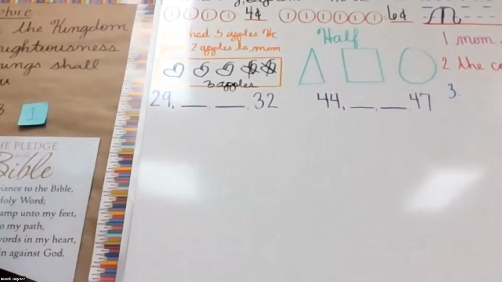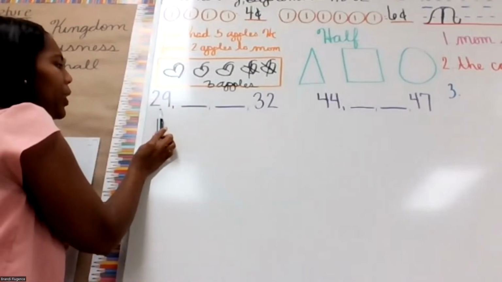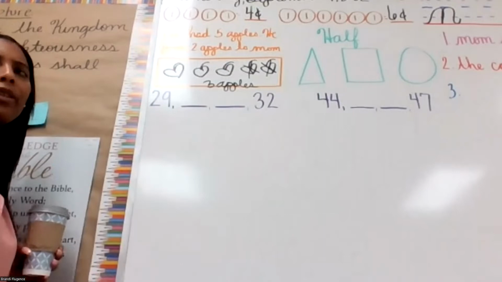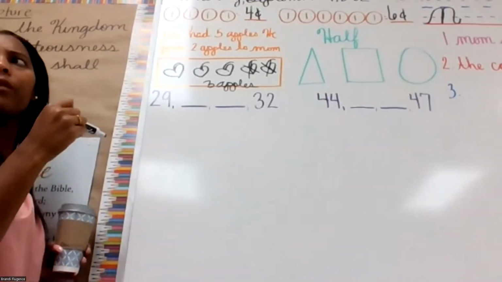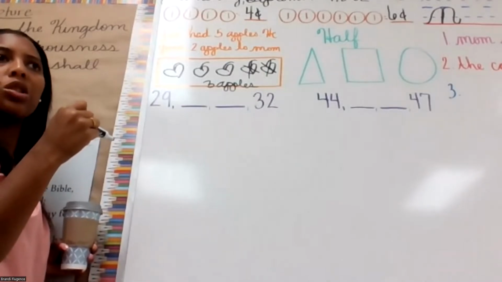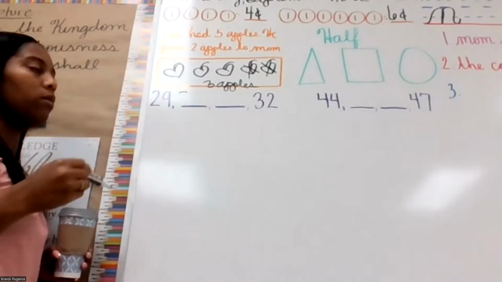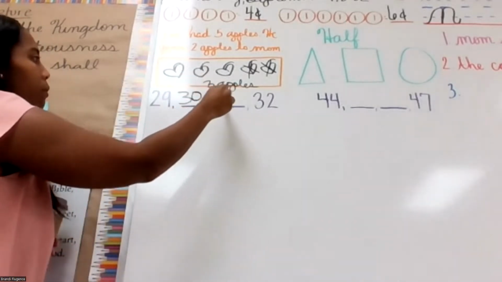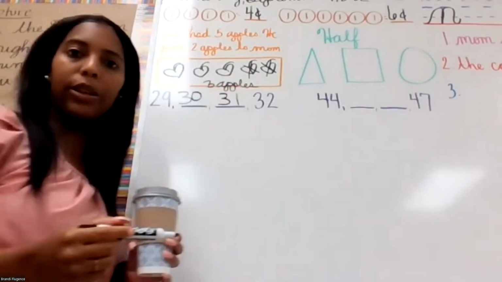All right. Let's fill in what's missing. So I'm starting with 29 and I'm ending with 32. What's missing in between? Give me one. 31. Wait, what? 30 and 31. And remember, count it afterwards: 29, 30, 31, 32, so that you can make sure it was right.